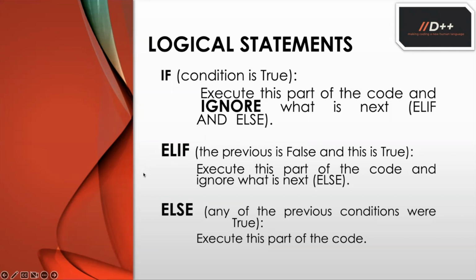That means I'm going to reach this part of the code. The else is going to be our closing structure. Every time we reach here, it means nothing else was true, so I'm going to execute this piece of code anyway.